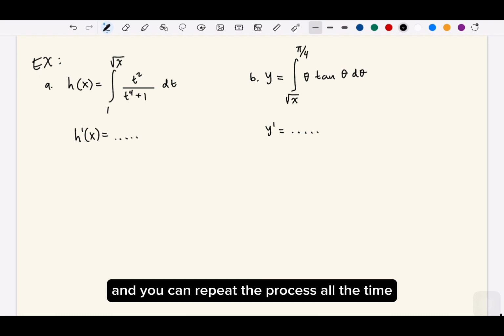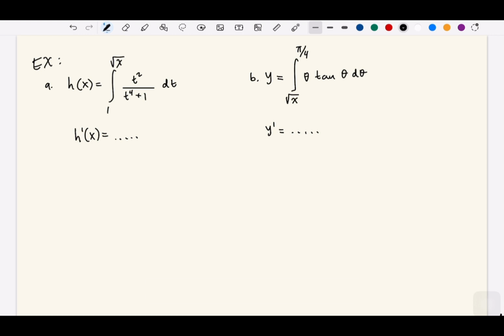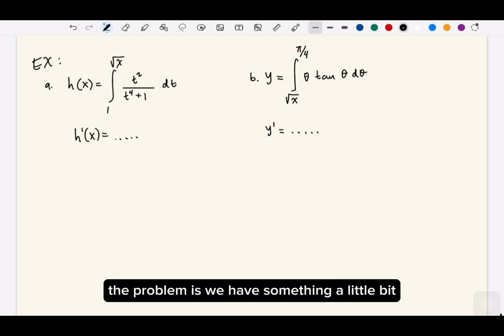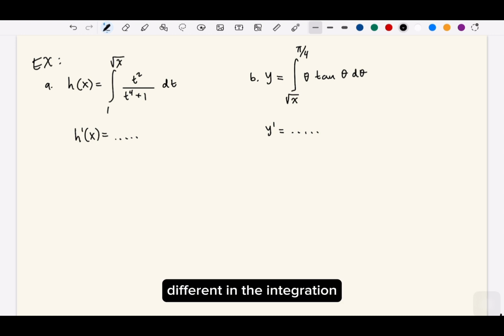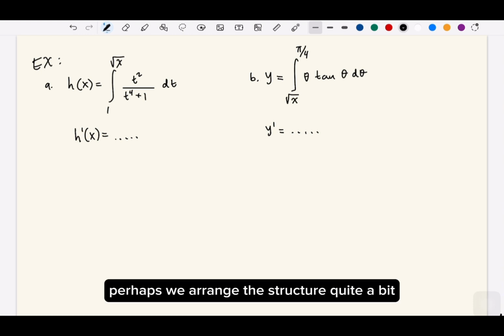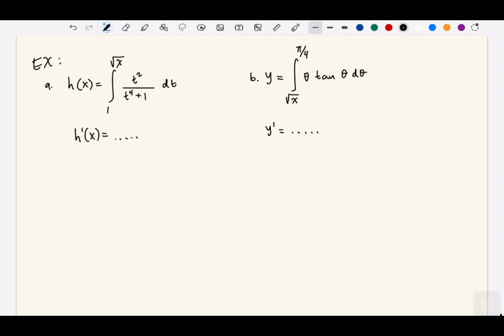And you can repeat the process all the time using the fundamental theorem of calculus. So if you find the first derivative, sub the variable x into t, multiply with the chain rule, and it will work all the time. The problem is if you have something a little bit different in the integration, so that we need to perhaps rearrange the structure quite a bit.